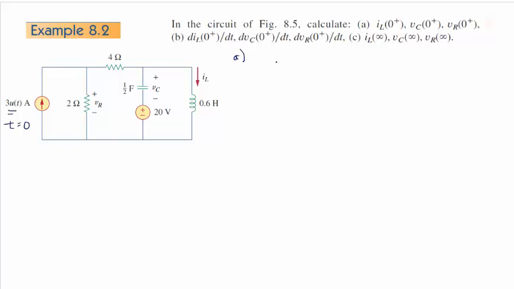From t equals minus infinity to t equals 0 minus, this is not in the circuit, and the question is what's happening in the circuit at t equals 0 minus. Keeping in mind that certain things at 0 minus are the same at 0 plus, right? At time 0 minus, this part of the circuit has been sitting here for an infinite amount of time, and that means the capacitor is now an open circuit right here, and at an infinite amount of time, this inductor is now a short.